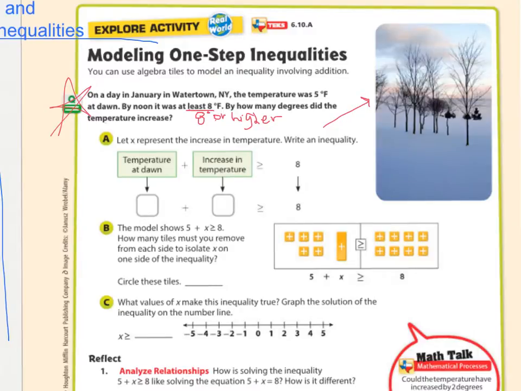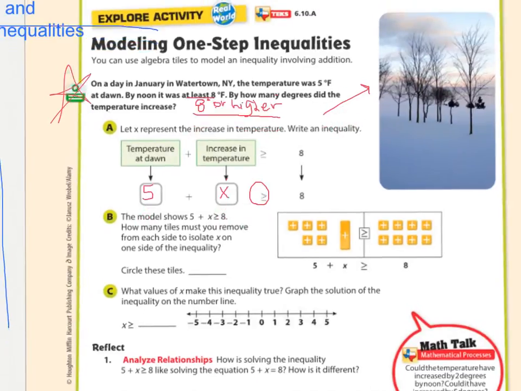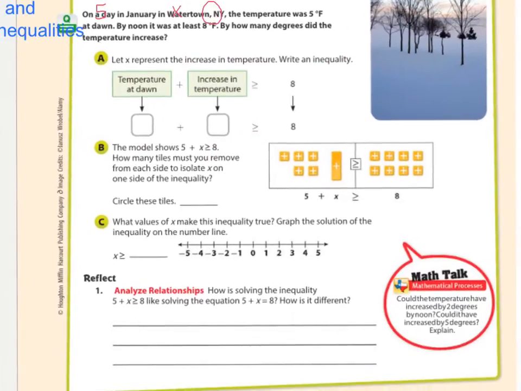A says let x represent the increase in temperature. Write an inequality. So the temperature at dawn was 5, and the increase, we don't know what it was. But after you added it to the 5, that number was greater than or equal to 8. Remember we said it's 8 degrees or higher? That's what greater means. It's warmer. 5 plus x is going to be greater than or equal to 8. The model shows 5 plus x being greater than or equal to 8.